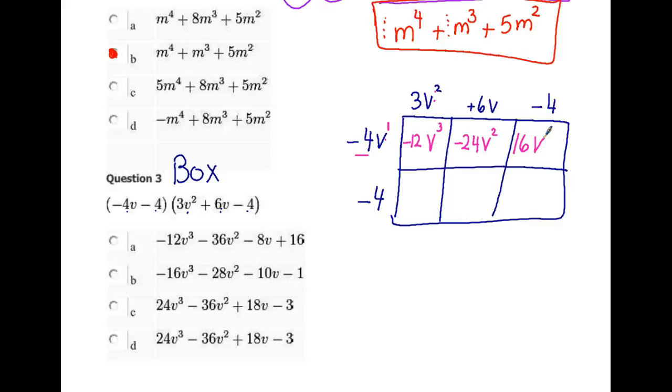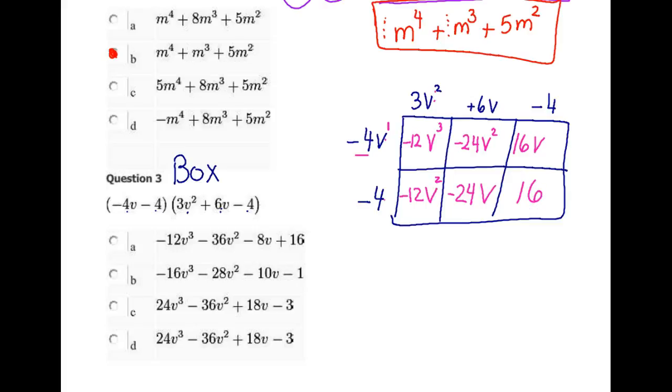Okay. Now, we're done with the negative 4v. Now we're doing the negative 4. We're multiplying the negative 4 by every single term. So negative 4 times 3v squared is negative 12v squared. Negative 4 times 6v is negative 24v. Negative 4 times negative 4 is simply 16.